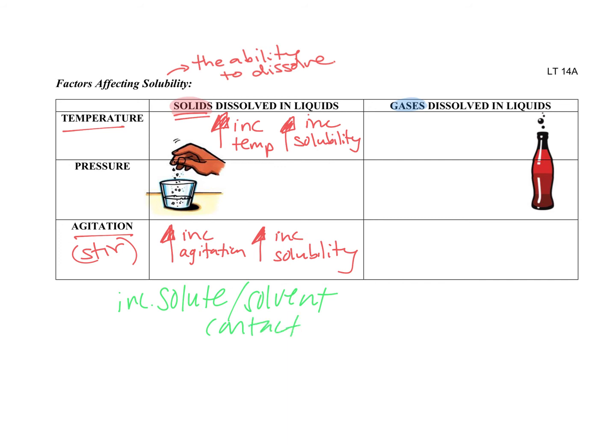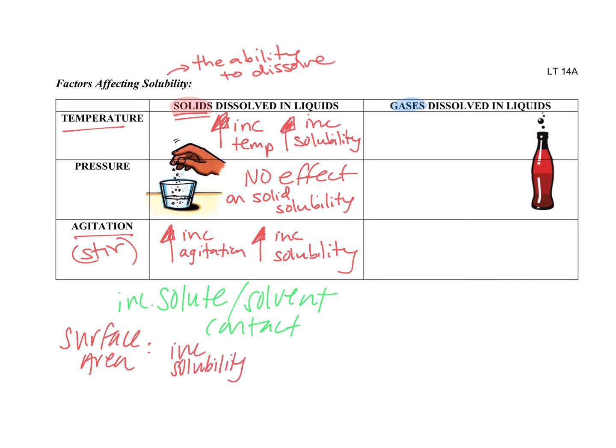The one factor that would not impact my solid dissolving in a solution is if I increase or decrease pressure. So because solids have a defined volume, there is no effect on solubility by changing the pressure. Now, one other factor we did not talk about would also be something called surface area. So if I were to crush up my sugar cube, I would also increase the solubility. All right, so these are ways to increase the solubility of a solid solute.